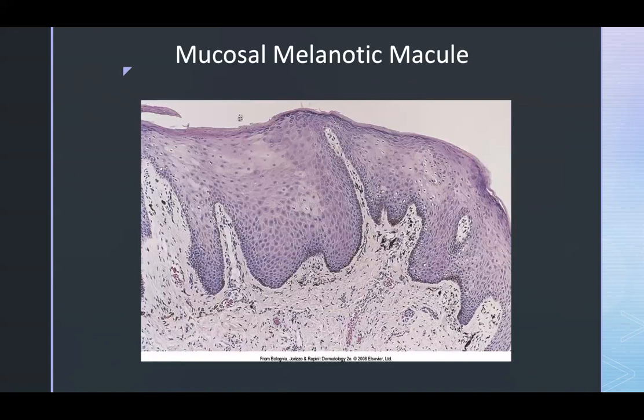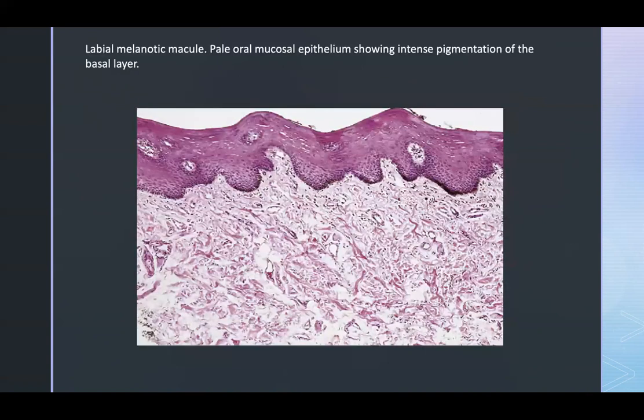Here's an example of a mucosal melanotic macule. You can see this hyperpigmentation along the basement membrane. You often have acanthosis of the epidermis as well, but you can see that the keratinocytes are relatively bland, and you do not have any apparent melanocyte proliferation here. Here's an example of a labial melanotic macule. You can see that you're on a mucosal surface because you have pale oral mucosal epithelium showing intense pigmentation of the basal layer.